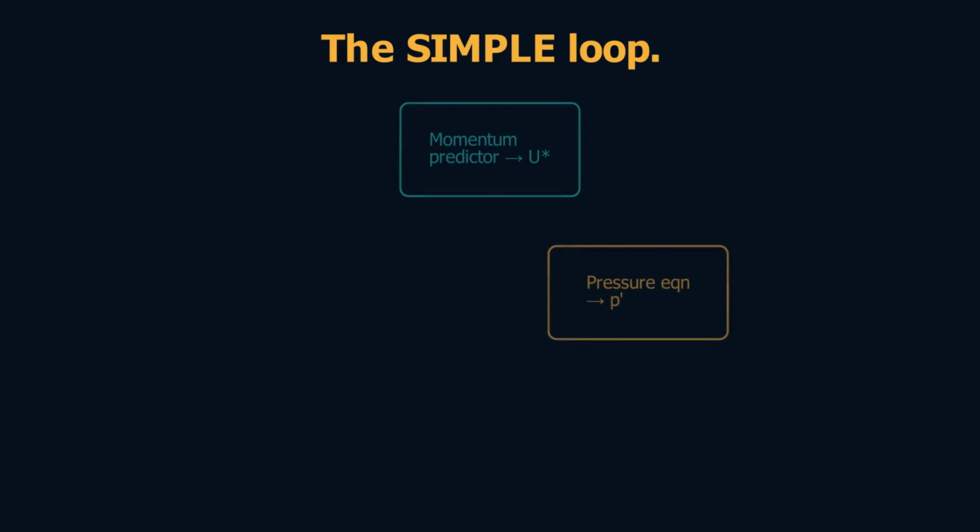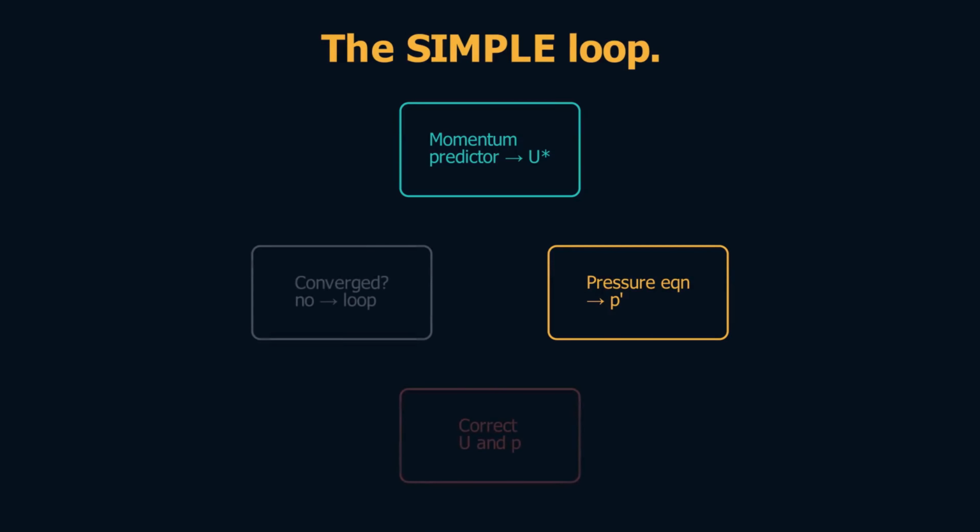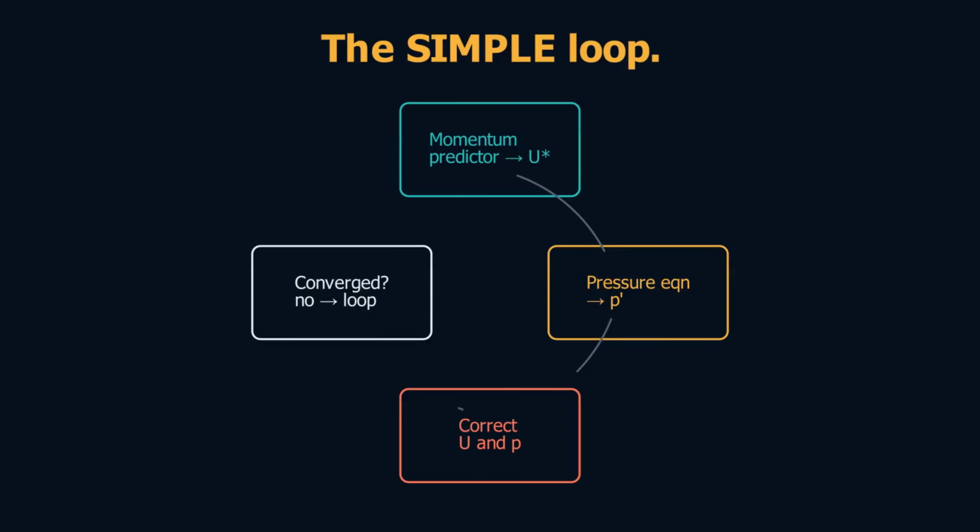Drawn as a cycle, the whole algorithm looks like this, and this picture is worth memorizing. 1. The momentum predictor gives a first velocity from the current pressure. 2. The pressure equation produces a correction from the continuity error. 3. We apply that correction to both pressure and velocity, so mass is now conserved. 4. Check the residuals. Not converged? Go round again. Predict, correct, check, repeat. Every outer iteration you saw scrolling in the log back in episode 6 is exactly one trip around this loop.